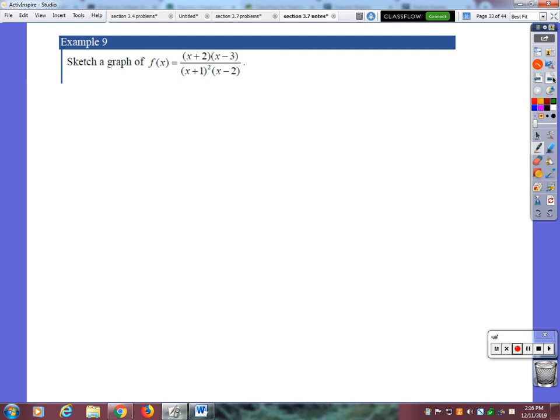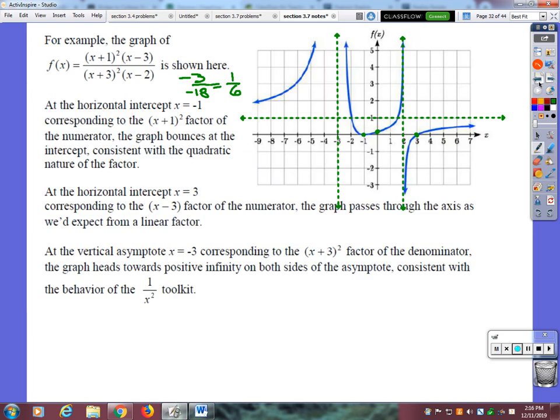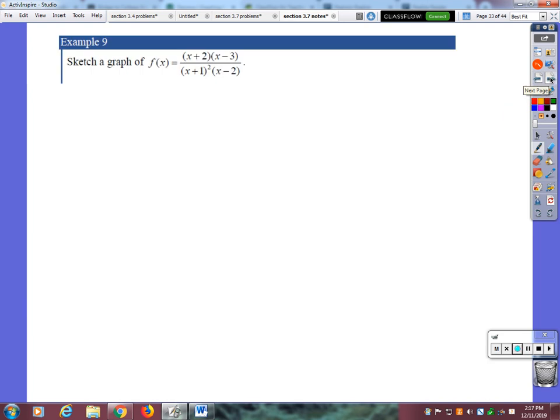Okay, all right. So let's sketch a graph of (x plus 2)(x minus 3) over (x plus 1) squared times (x minus 2).